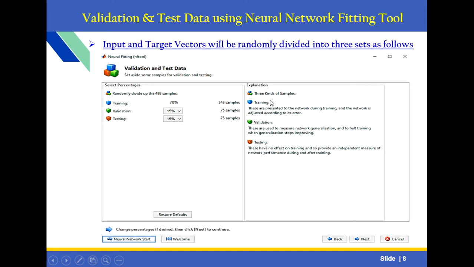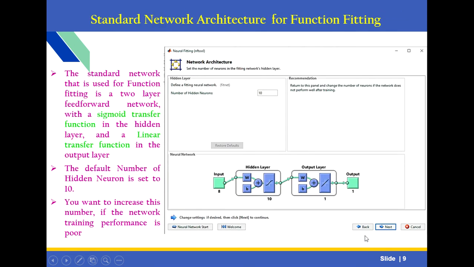Here there are three kinds of samples. What is training? These are presented to the network during training, and the network is adjusted according to its error. Then validation: these are used to measure network generalization and to halt training when generalization stops improving. Finally, testing: these have no effect on training and so provide an independent measure of network performance during training.